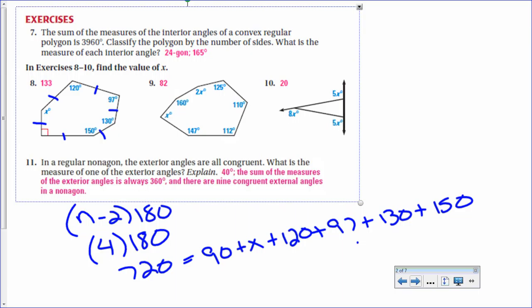Number 10, the big thing is that you got to recognize that's your exterior angles. The sum of the exterior angles is 360. So set 360 equal to, then you just wrap all the way around. You go 8x plus 5x, which would be 10x. So 18x equals 360, solve for x. You get yourself 20 for that one there.